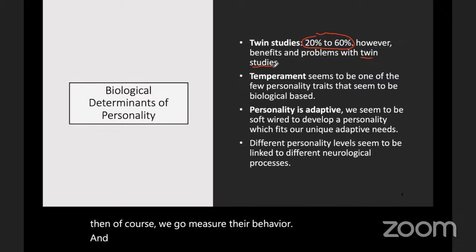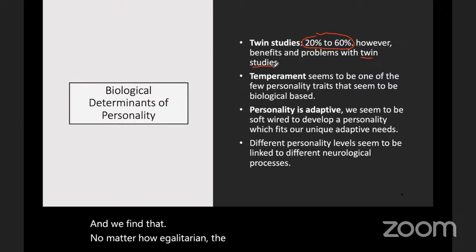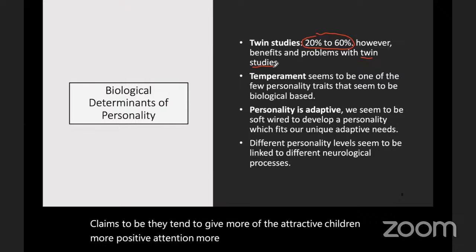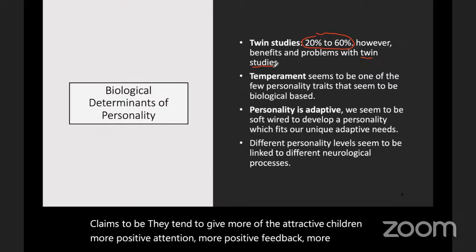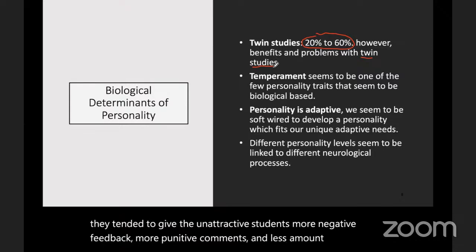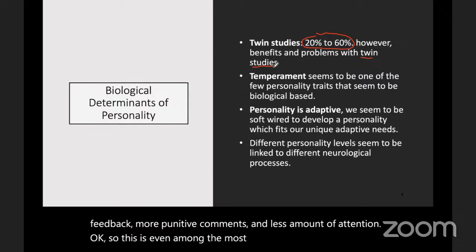And we find that no matter how egalitarian the teacher claims to be, they tend to give more of the attractive children more positive attention, more positive feedback, more time. And they tended to give the unattractive students more negative feedback, more punitive comments, and less attention. Okay. So this is even among the most egalitarian teachers that we see this play out.